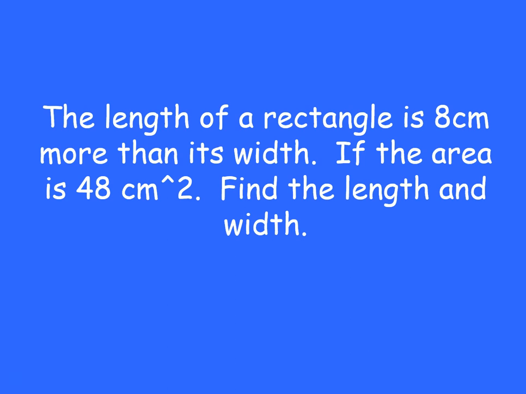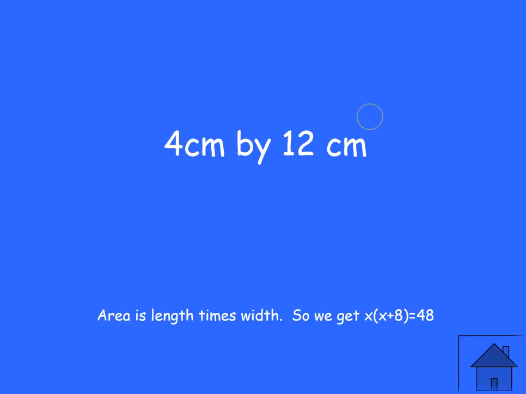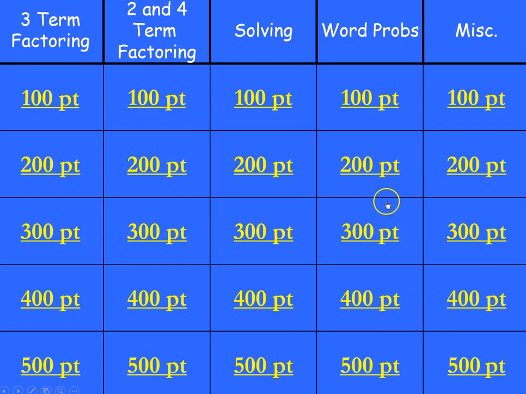Welcome back. You should have a rectangle that is x wide and x plus 8 long. So then you're going to do the area with that. Area is length times width. So it should look like this: x times (x plus 8) equals 48. What? Go back.